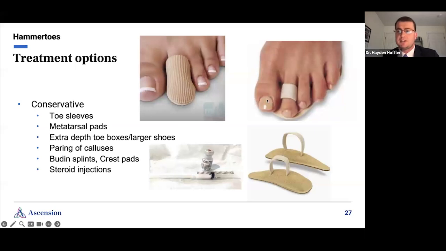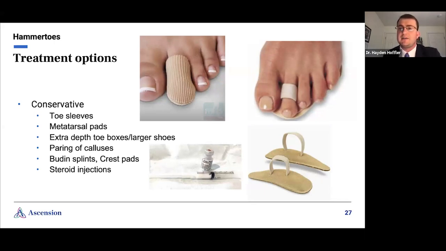There's splinting as well, such as here, where you can actually pull the toe down. There's something called a crest pad here, which essentially pushes your toe up while pulling it down to help straighten it out. Metatarsal pads help as well to help offload that forefoot, whether it's the left side or the right side. Similar to bunions, you want to have larger shoes, or at least try larger shoes. Extra depth shoes essentially means your toe box, where your toes are, is a little bit larger, just to accommodate for some of the irritation you might be having.